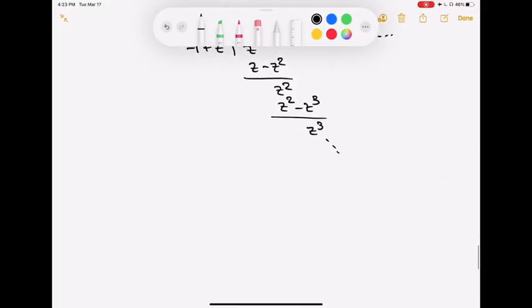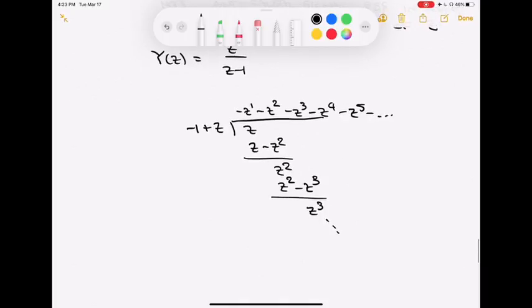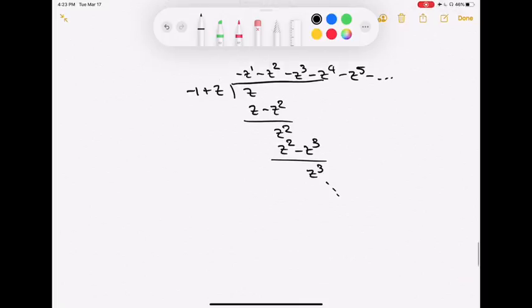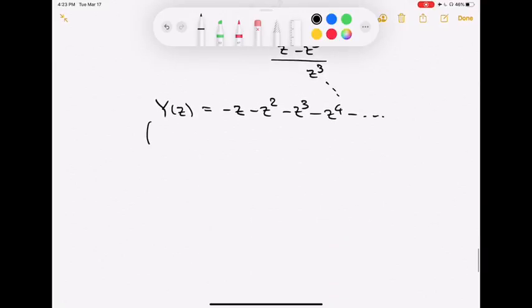Okay? So just reversing the order of my polynomials gave me a long division with different looking terms, and it turns out to be the terms I need for the left-sided signal. So what do I get here? I get y of z equal to, in this particular case, minus z, minus z squared, minus z cubed, minus z to the 4th, and so forth on forever. These are, again, simple powers of z. The inverse z transform of these is very, very easy.